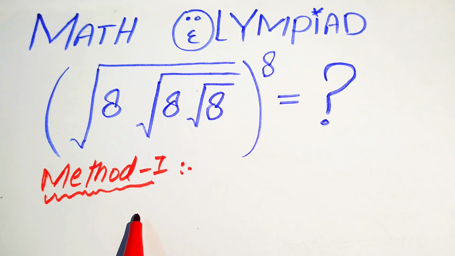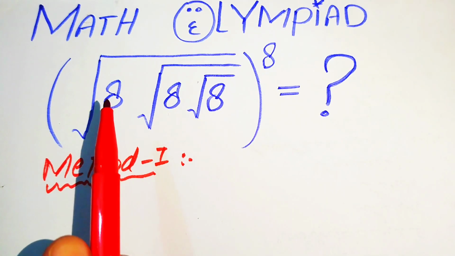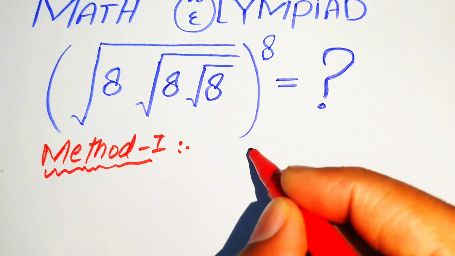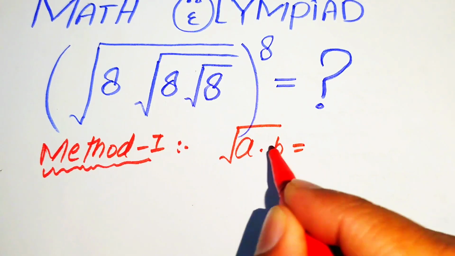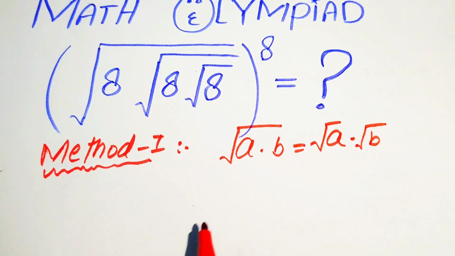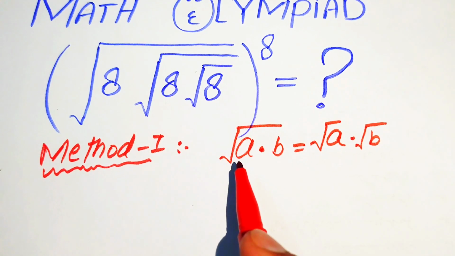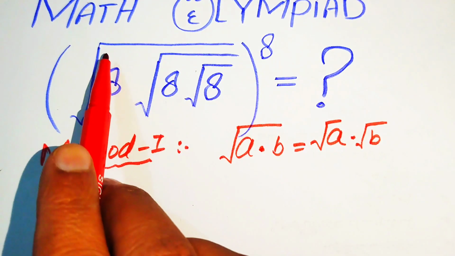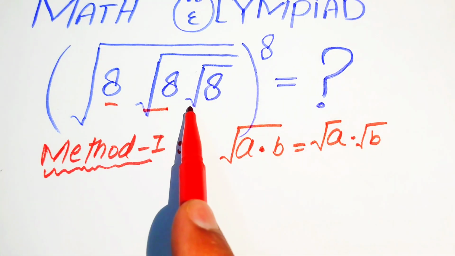So now in the first method, we just use the radical law and separate the radical sign on each of these terms. You know that if we have a multiplied by b under a radical, we write it as the square root of a into the square root of b. It means that if you have a product of numbers inside the square root sign, you separate the square root on each of these numbers. Similarly here, we separate this whole square root on these three numbers.